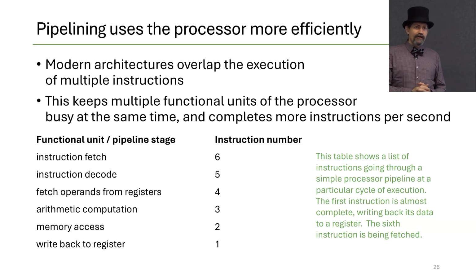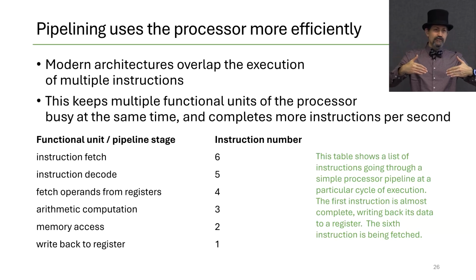We then fetch the operands from the registers. So if we're doing an add, we get the two numbers we're going to add from the registers into the addition unit. Then we do arithmetic computation. That will be done in the arithmetic unit, or ALU, arithmetic and logic unit, as it's often called. Then there might be a memory access. So if we are accessing memory as part of our instruction, we're doing a load. This would be the point at which we get the data from the load, and finally we write back to the register.